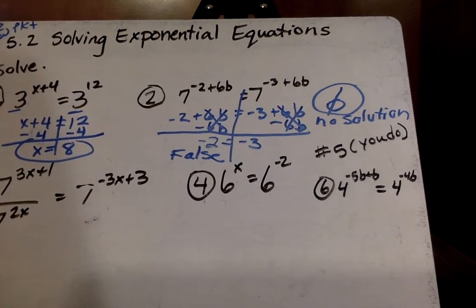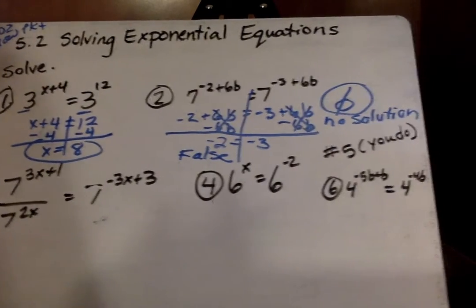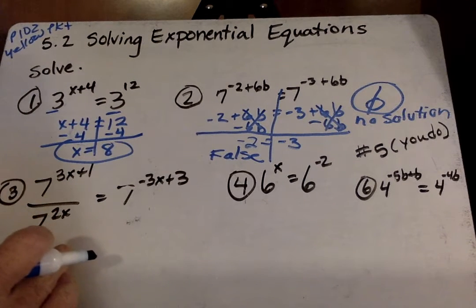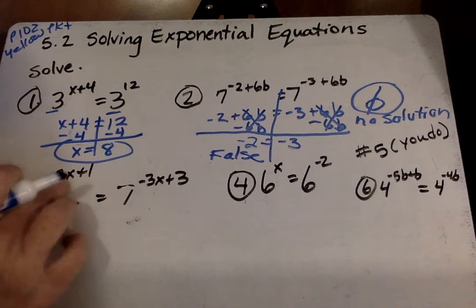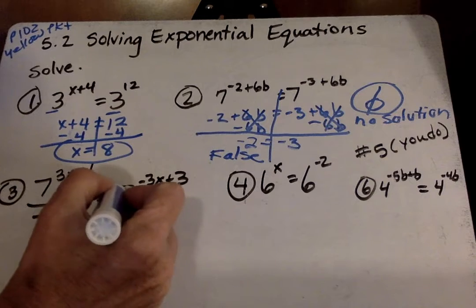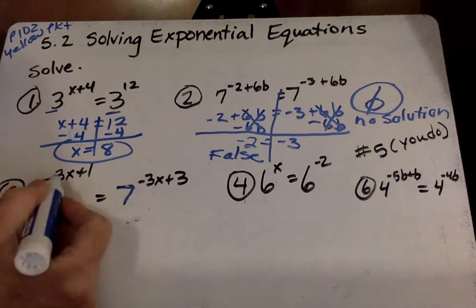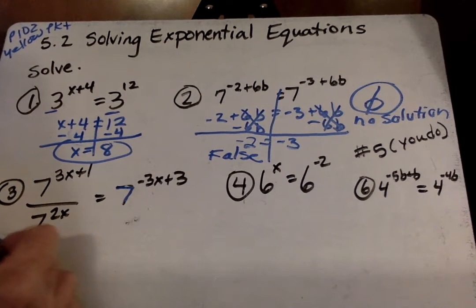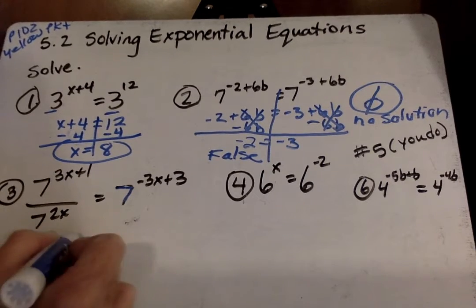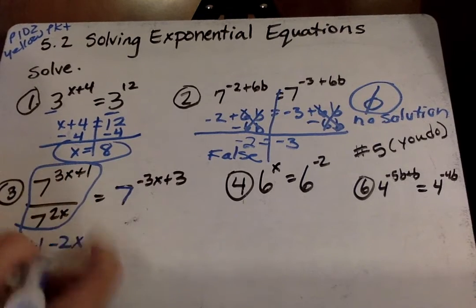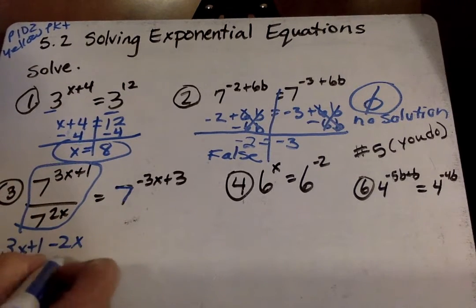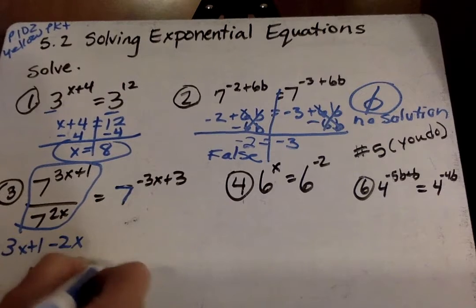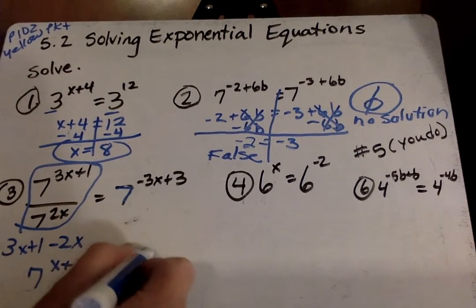Now we're going to go on to number 3. Okay, hopefully you can see all that. Number 3 right here, we have 7 to the 3x plus 1 over 2x equals 7 to the negative 3x plus 3. Now, remember the division rule for exponents? We can subtract. So you get 3x plus 1 minus 2x. And again, I'm simplifying this part first before I go to this one. So I simplify that and I get x plus 1. So that would be my exponent. So I say 7 to the x plus 1 equals 7 to the negative 3x plus 3.